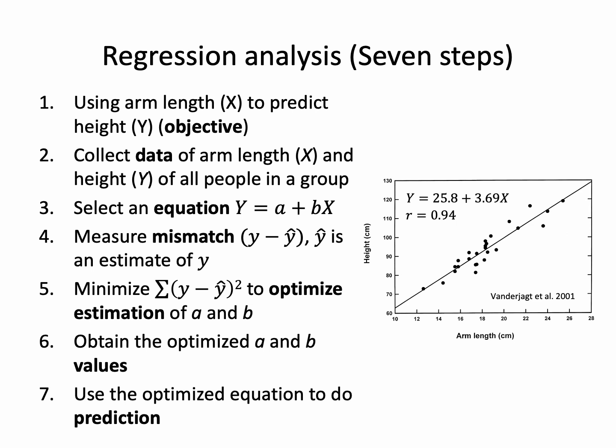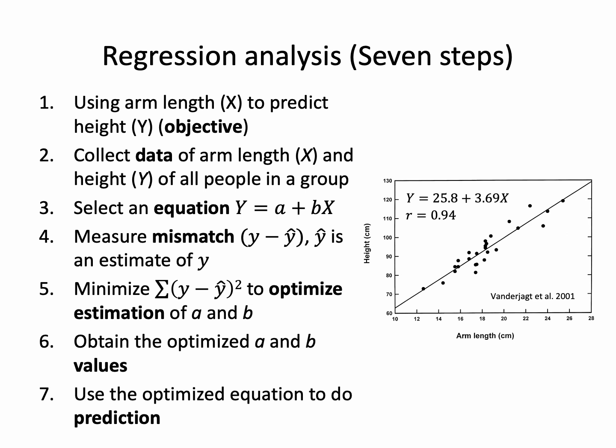Fourth, we need to measure mismatches between observed heights y and estimated heights from a regression line, y hat. Fifth, we will minimize the mismatch using the method of least squares. Sixth, we will obtain the optimized estimates of regression coefficients a and b. The 7th step is to predict your height from your arm length. The figure on the right side of the slide shows the regression line between height and arm length from a sample in Nigeria, reported from a paper by Vendejax and colleagues in 2001.